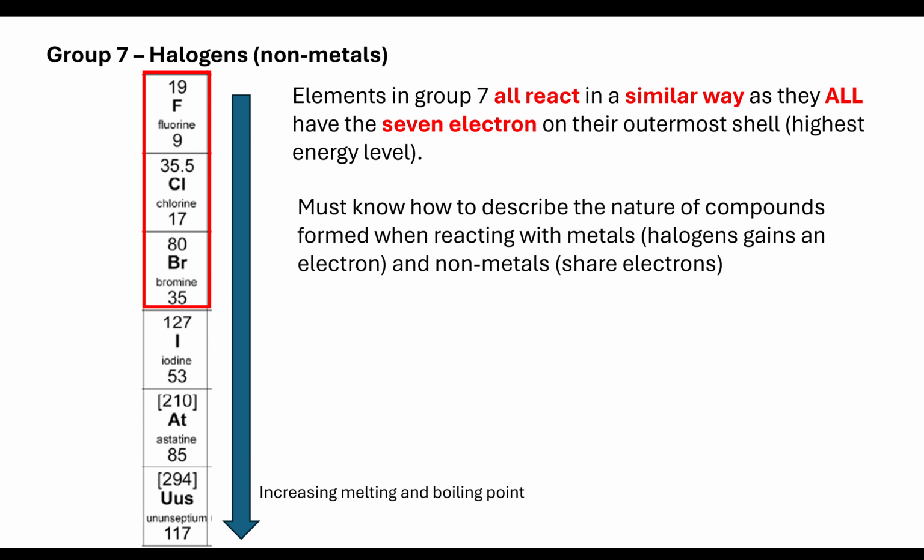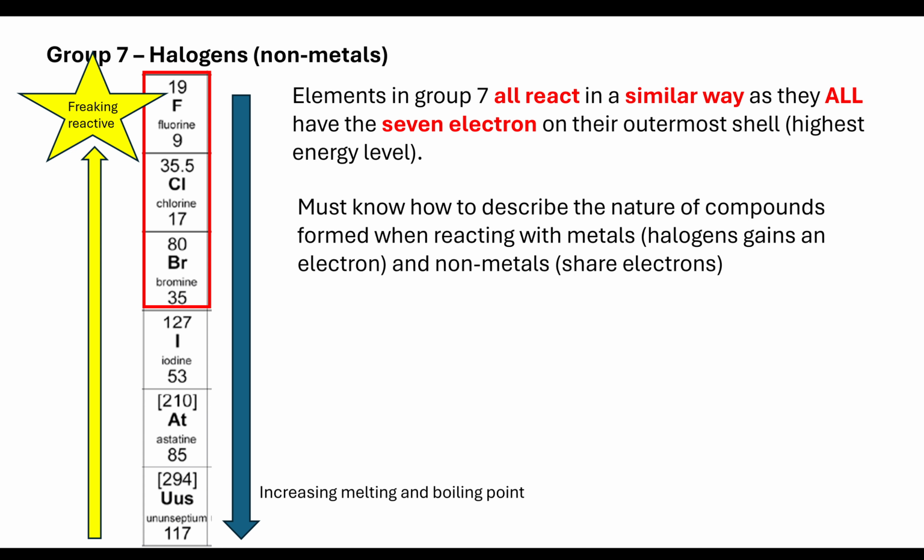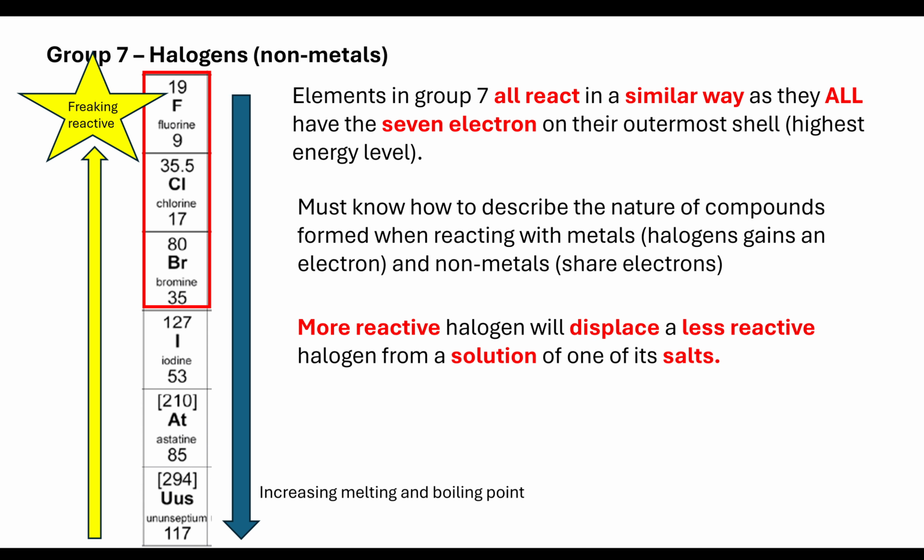The other thing you need to understand is that as you move down through the group, what you will see is there will be an increasing melting and boiling point. You've got the more reactive fluorine, which is more reactive, and therefore it is going to displace a less reactive halogen from a solution of one of its salts.